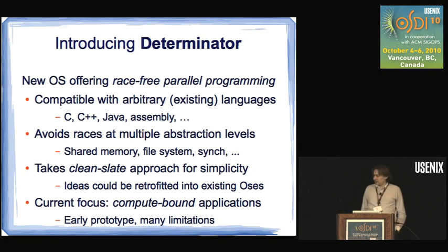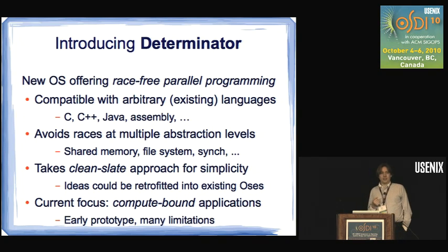Determinator is a new experimental operating system that tries to create a naturally race-free parallel programming model pervasively throughout the system API. And because it operates at the OS level, it's compatible with existing languages. It also avoids races at multiple abstraction levels, like the levels I discussed earlier: shared memory, file system, synchronization abstractions, and so on. This prototype takes a clean-slate design approach, partly for simplicity, partly to have full freedom of design choices.